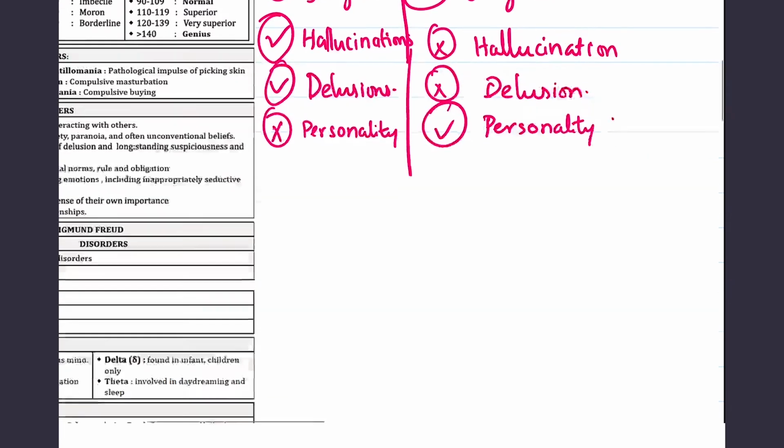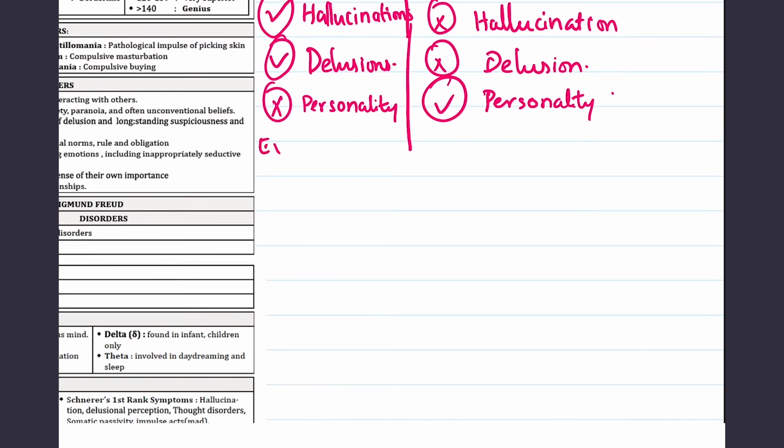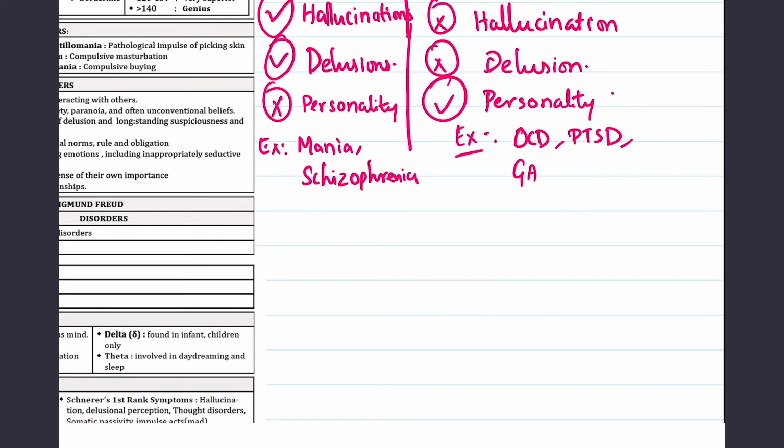What are the examples of psychosis? Mania and schizophrenia, the psychotic disorders. The neurotic disorders are like OCD, post-traumatic stress disorder PTSD, generalized anxiety disorder GAD, panic disorder, and so on.